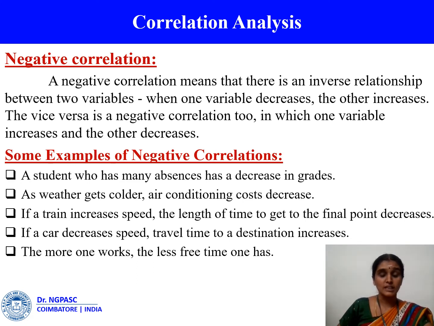Similarly, as weather gets colder, air conditioning cost decreases. If a train increases speed, the length of time to get to the final point decreases. If a car decreases speed, travel time to the destination increases. The more one works, the less free time one has. In all these data, an increment in one variable leads to a decrement in the other variable. So all these data are negatively correlated.